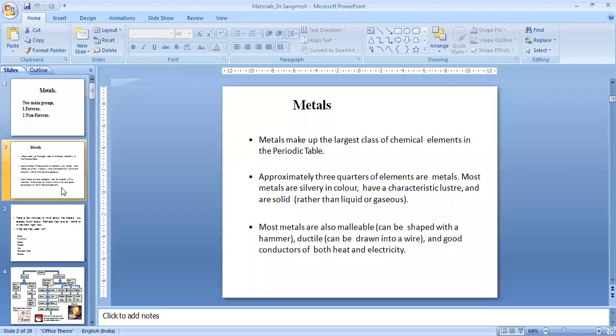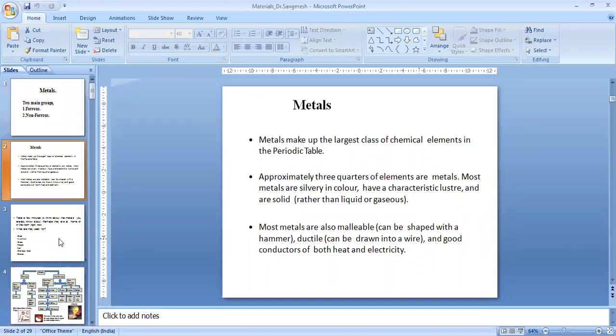Approximately three quarters of elements are metals. Most metals are silvery in color, have the characteristic of luster, and are solid in nature. Most metals are also malleable, malleable in the sense that they can be shaped with a hammer. And ductile, ductile is nothing but it can be drawn into a wire. For example, if you have a cylindrical material, you are able to draw it into wire, and a good conductor both for heat and electricity.